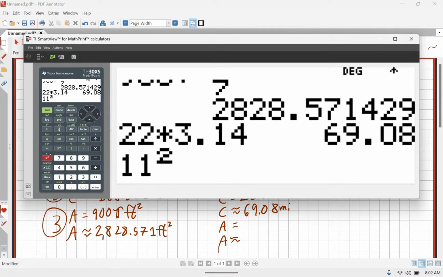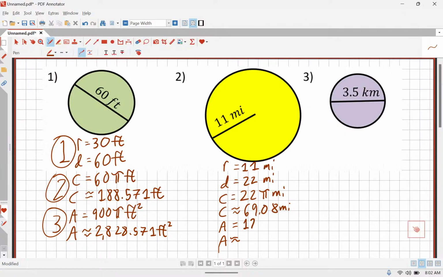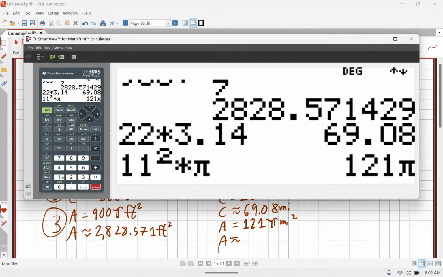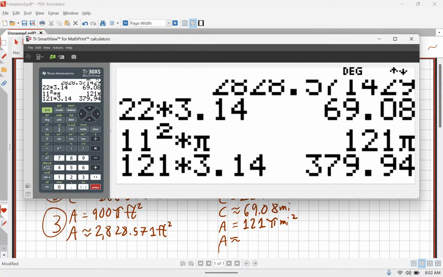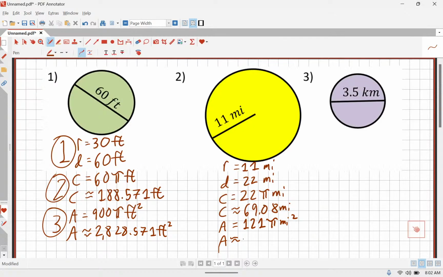Yeah. 11 squared times pi, 121 pi miles squared, which again would matter if this was something that we really needed to be exact about. But if it's just like a chicken coop, 121 times 3.14 is good enough. 379.94 miles squared. How many of us either got something in that neighborhood or see how we got that? That's great. It's honestly just the radius times itself times pi for that area.